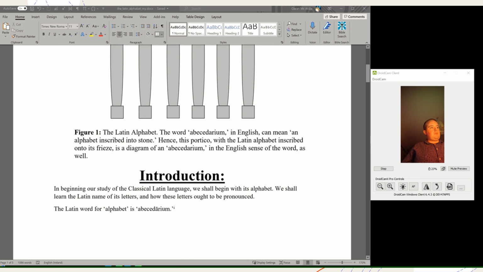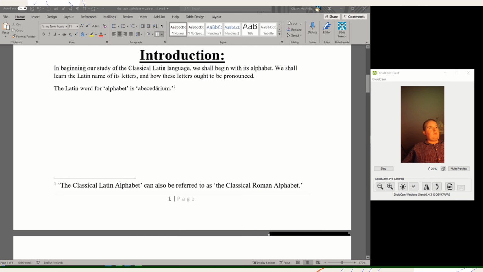Introduction. In beginning our study of the classical Latin language, we shall begin with its alphabet. We shall learn the Latin name of its letters, how these letters ought to be pronounced. The Latin word for alphabet is abecedarium. Just a footnote here, the classical Latin alphabet can also be referred to as the classical Roman alphabet.